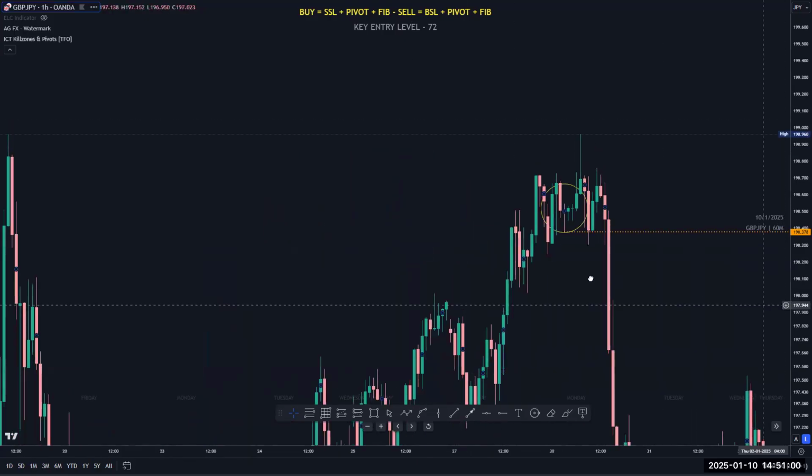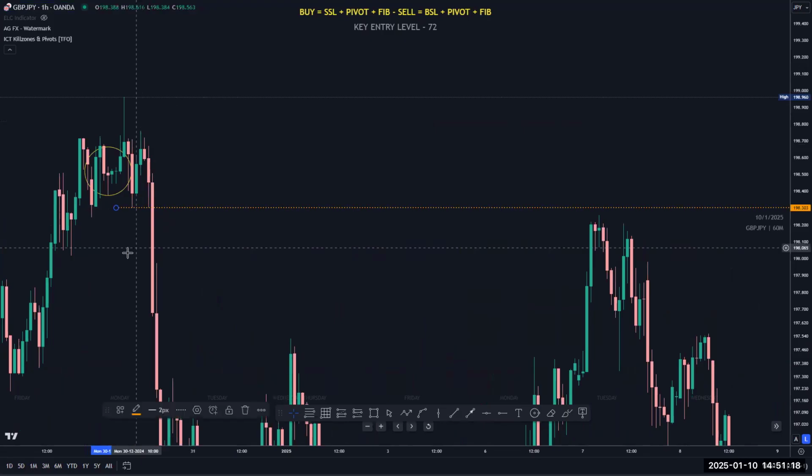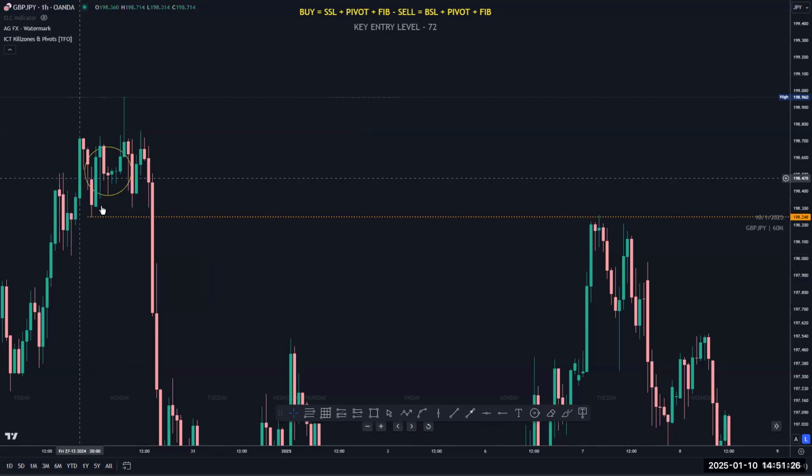Let's look at the history here. As you can see, this is not the only low before the market went up. You also have this low before the market went up, a bearish candle low before the market went up. So this is here too. You also have this level right here, and this low before the market went up.